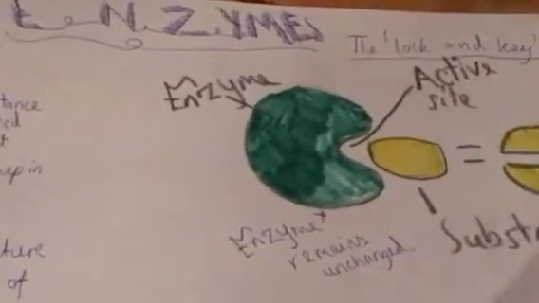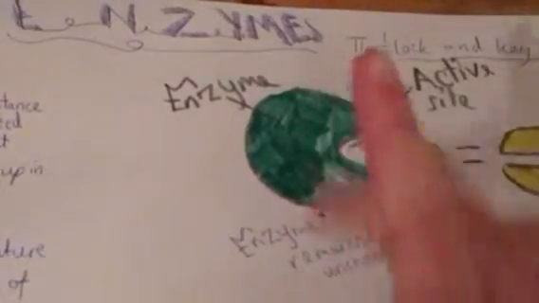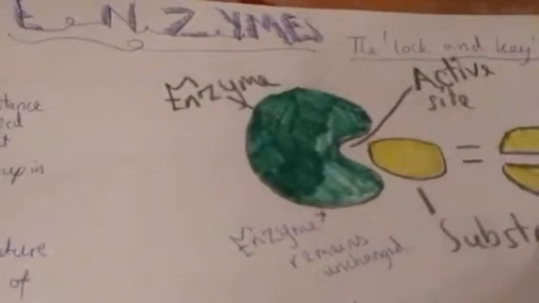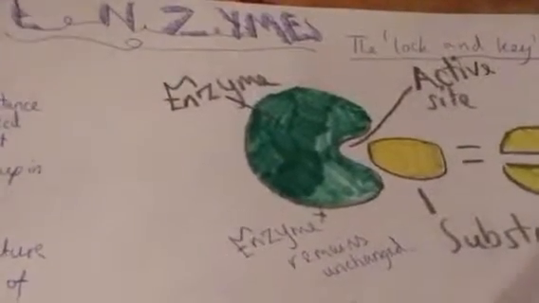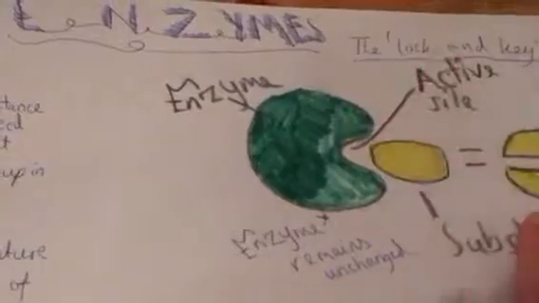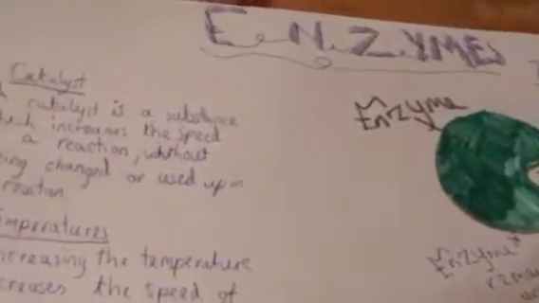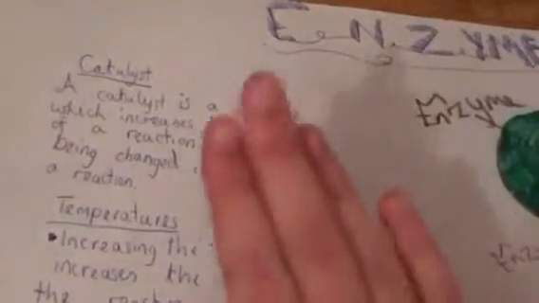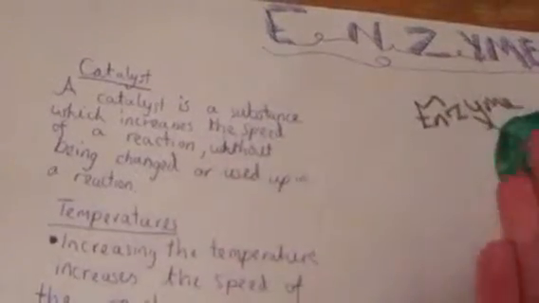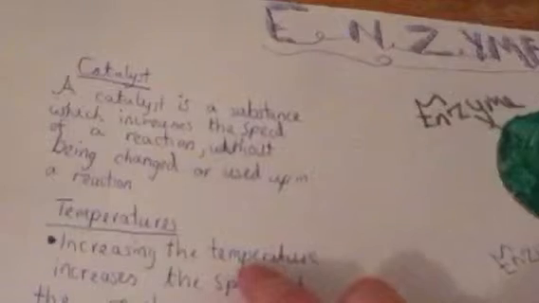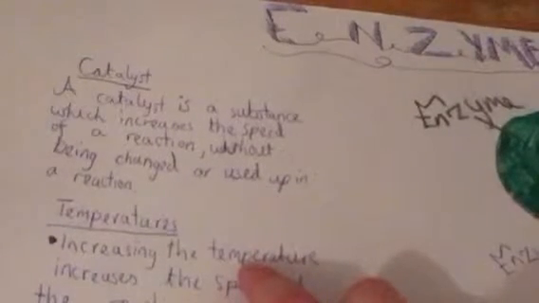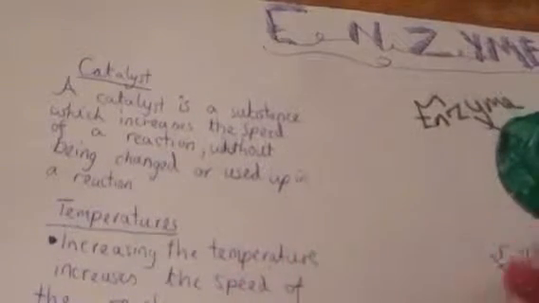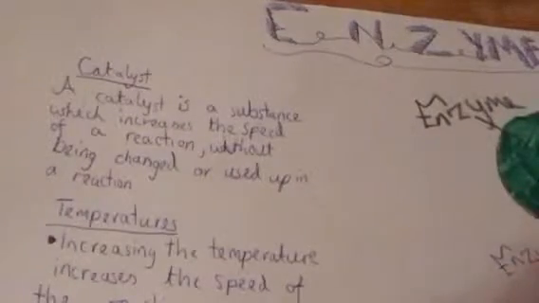So you've probably heard of enzymes. If you haven't, they're basically what help with the reactions in chemistry, biology, and generally in your body. There are some important factors you should know. Let's start with a catalyst. A catalyst is a substance which increases the speed of a reaction without being changed or used up in the reaction. So an enzyme is actually a catalyst.